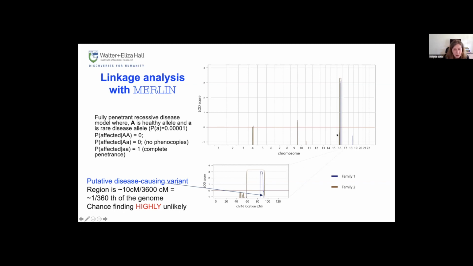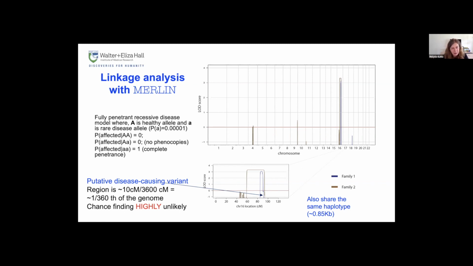So thinking about what this region represents, meaning basically the intersect between these two is just a region from family 1. That's about 10 centimorgans in length. The human genome is about 3,600 centimorgans. So you've narrowed the region where the disease-causing variant lies to 1/360th of the genome.